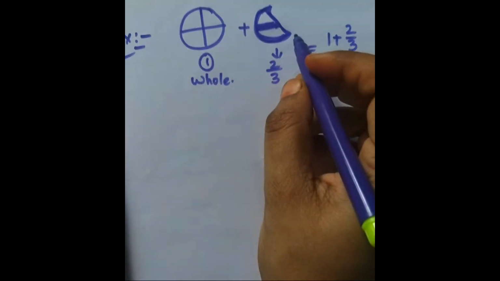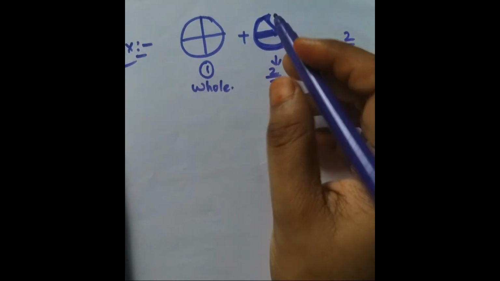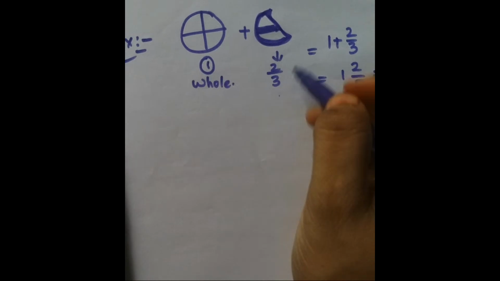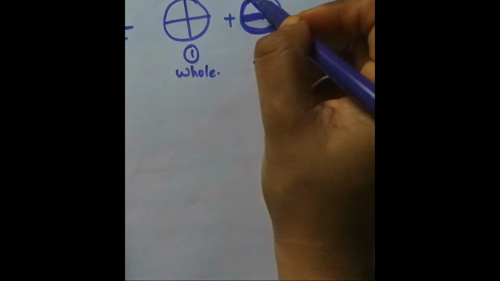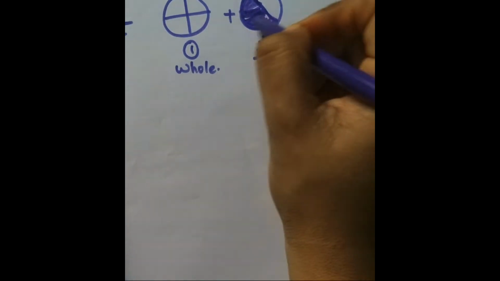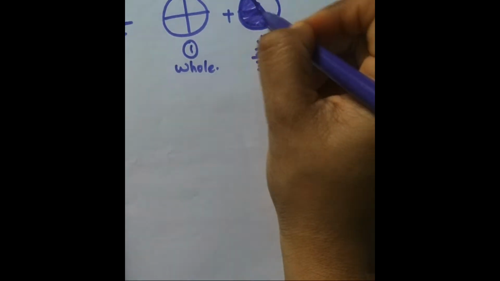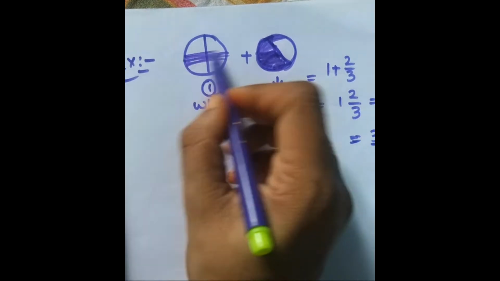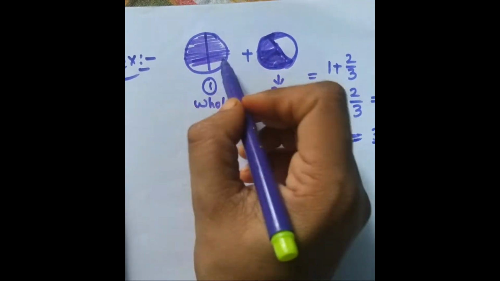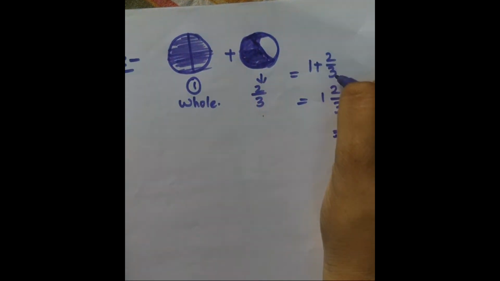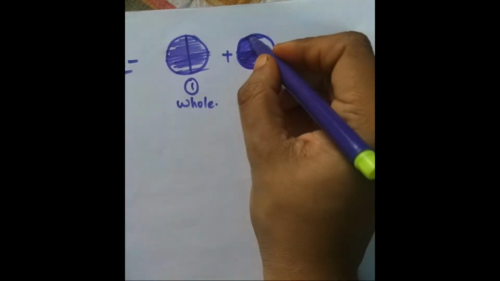One whole part and another part of a circle, that can be written as 2 by 3. Then this also can be written as shaded parts are 2. From 3 parts we have shaded 2 parts. So like this, one whole part is totally shaded, so we write it as 1. And this is 2 by 3. So you can understand by the shaded parts.